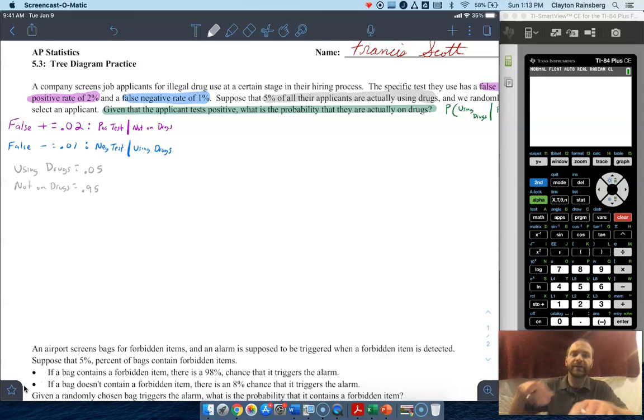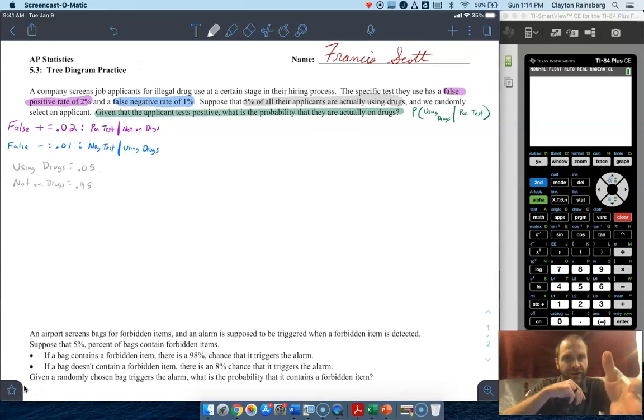All right, so that's all the information we have from the prompt. Now, given that the applicant tests positive, what's the probability they're actually on drugs? That's the goal. So state, that's the green right there. That's what we're going to try and find. Plan: I'm going to outline what I have, and I did that on the screen. And now I'm going to create a tree diagram to figure this out. So now let's do it.